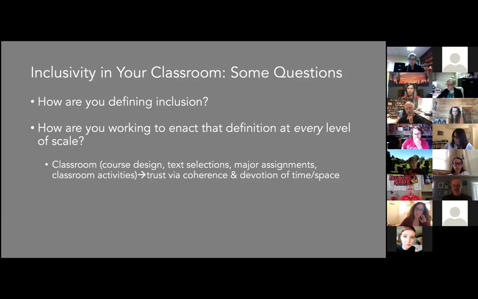And the coherence in the syllabus design, in the texts, in the assignments, and in what students actually do in the classroom space, I think that works to build trust. Because it shows them it's more than just lip service, right? That this is actually something that I really value. And then the other thing is, depending on how you define it and what that translates to in terms of practices, actually devoting time and space in your class to those things.